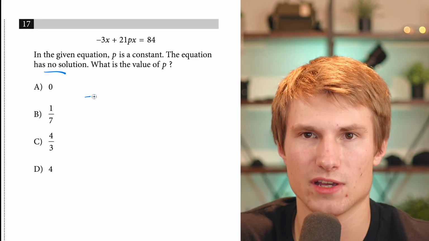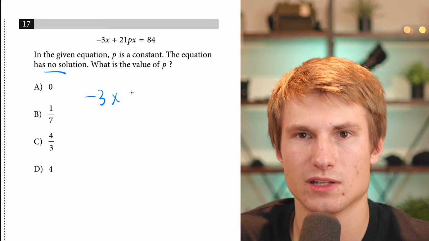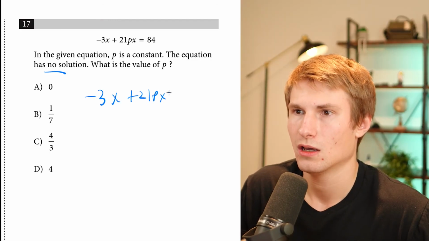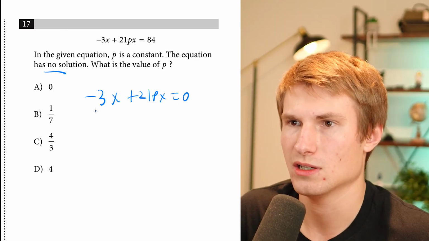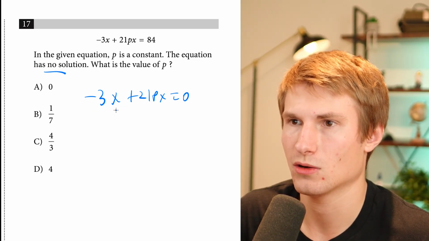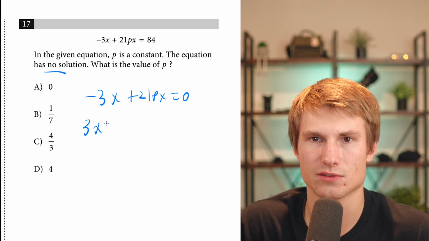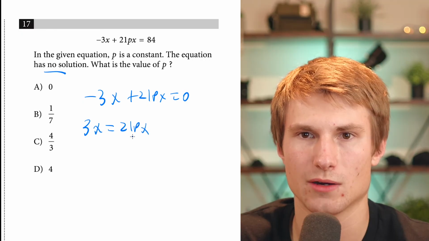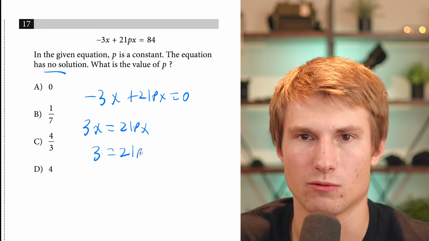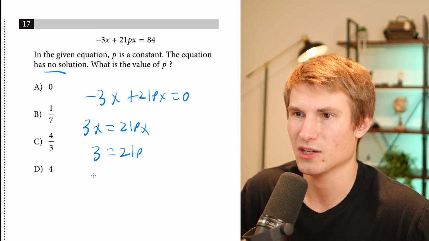So we need to get rid of all the X's somehow. To do that, we have negative 3X plus 21PX. We need to set this equal to 0 because that's what it needs to equal out to. In order to do that, we can add 3x to each side. So that would give us 3x is equal to 21px. From there, we divide both sides by x. We get 3 is equal to 21p. From there, divide both sides by 21 to isolate p.